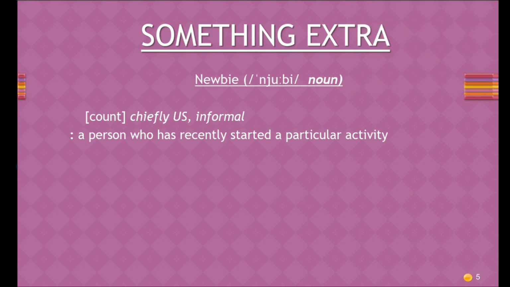Chiefly US means it is often used in the US, that is the United States of America. The other thing is that it is informal, which means we can't use it in formal cases. And it is countable. You know what countable nouns are: you can count them, like five apples, persons, and so on.